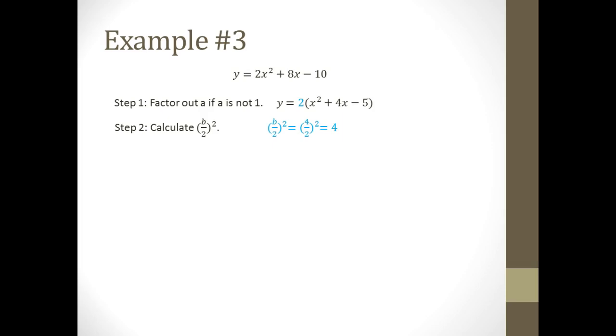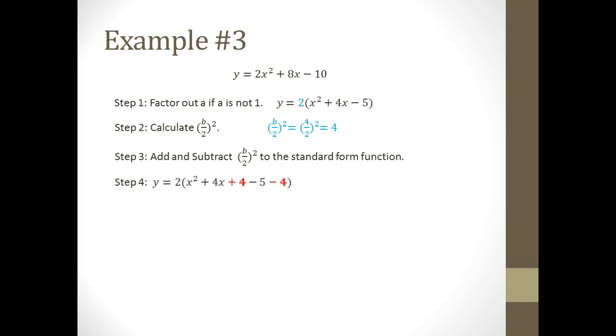We're going to calculate b over 2 squared. And in this case, we're talking about the b after you have factored out the leading coefficient of 2. And so we end up with 4 divided by 2 squared, which of course is 4. Now we're going to add and subtract it to the standard form function. We're still talking about the standard form function that is inside the parentheses, and this is what it looks like. We're going to add 4 to the first two terms and subtract 4 from the last term.